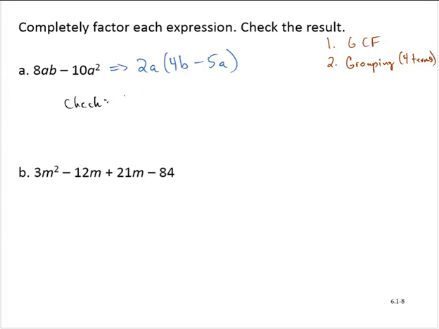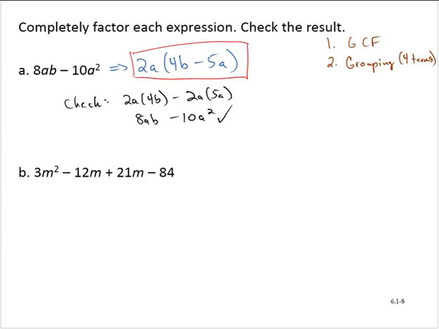All right, let's check with the distributive property. 2a times 4b minus 2a times 5a gives us 8ab minus 10a squared, the same thing we started with, so we're happy, and we'll box in our answer.